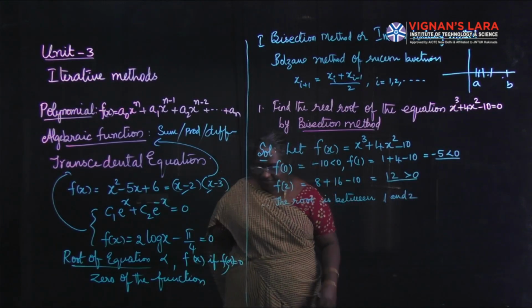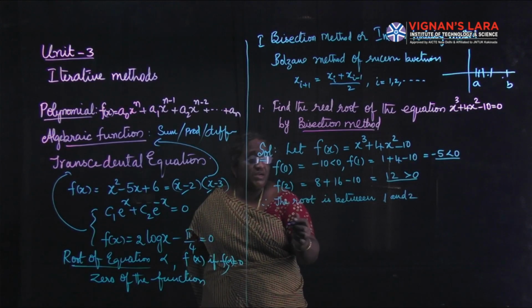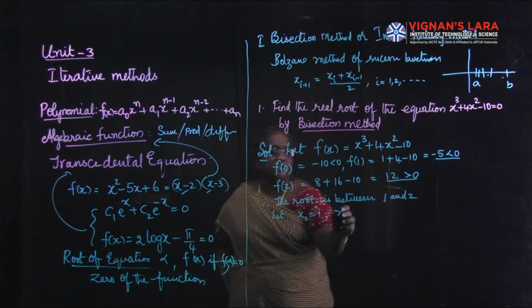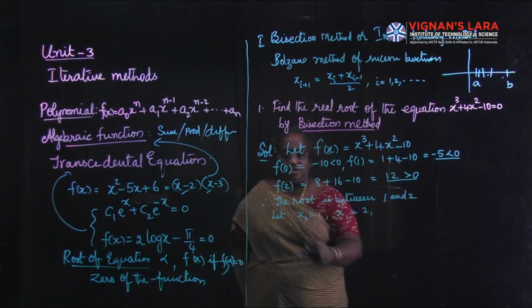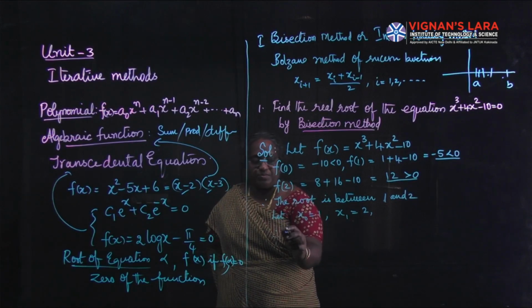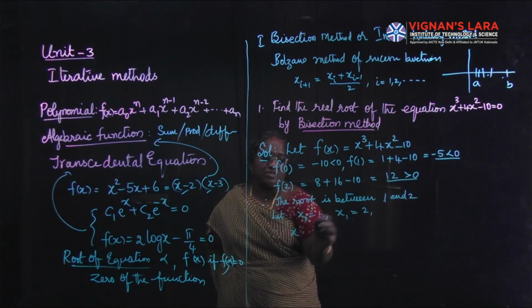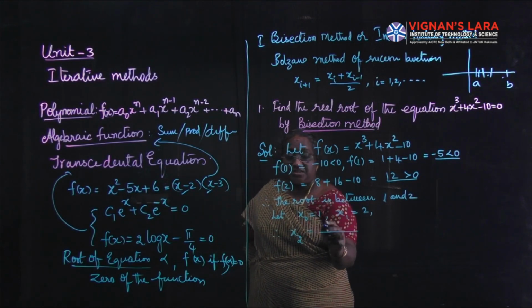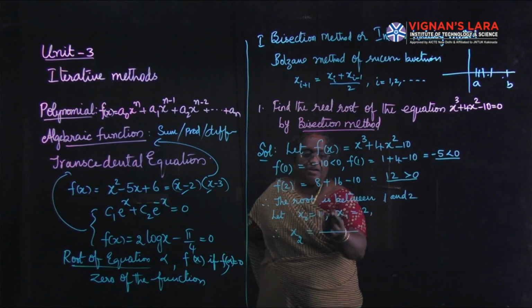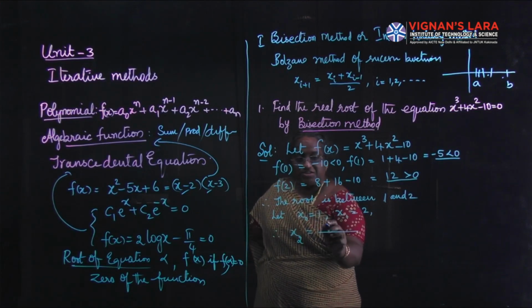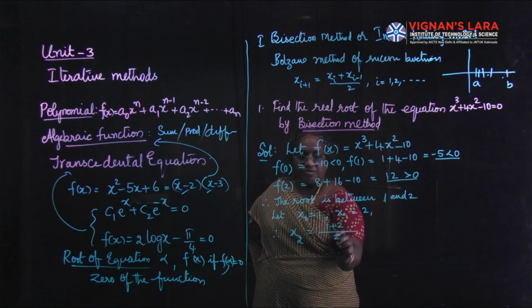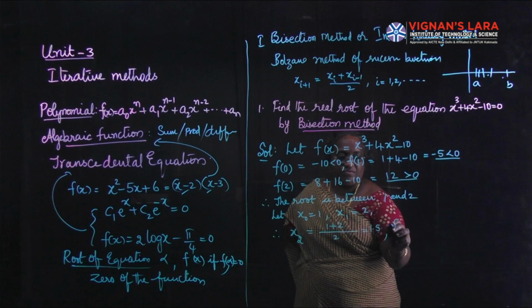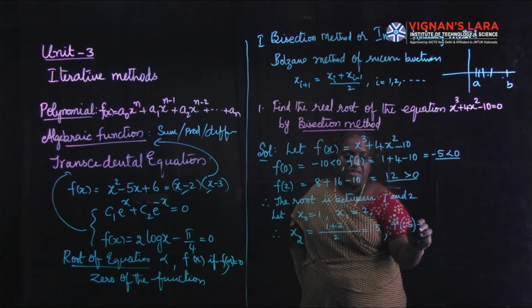Now we will assume that the root is between 1 and 2. Let x0 be 1 and x1 be 2. Therefore, for the first approximation, x2 is the average of these two, because the bisection method is interval halving and we have to take the average. So it is (1 plus 2) by 2, which is 1.5. Now again we will find f of 1.5, because the sign is important here.